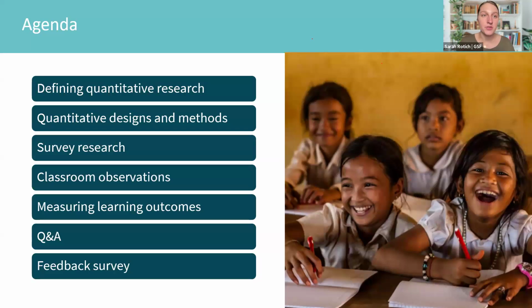This is a quick overview of our agenda for today. First, we will talk about how we define quantitative research and then move into some examples of quantitative designs and methods. We'll take a few minutes to focus in closer on survey research and then on classroom observations as examples of kinds of quantitative data that you could collect. After that, we'll talk a little bit about measuring learning outcomes. And finally, we'll end with a Q&A and the quick feedback survey that I mentioned.